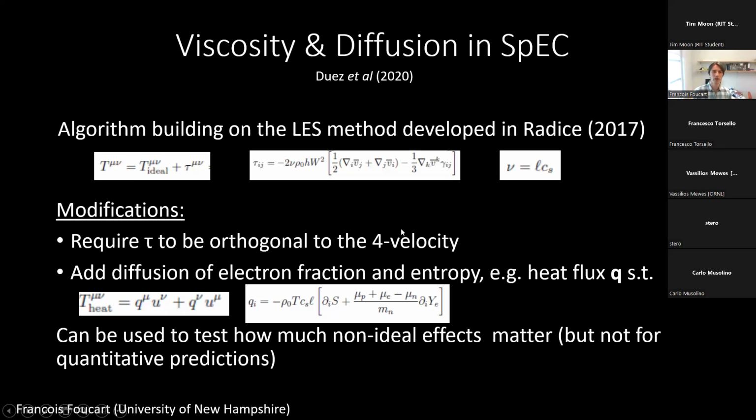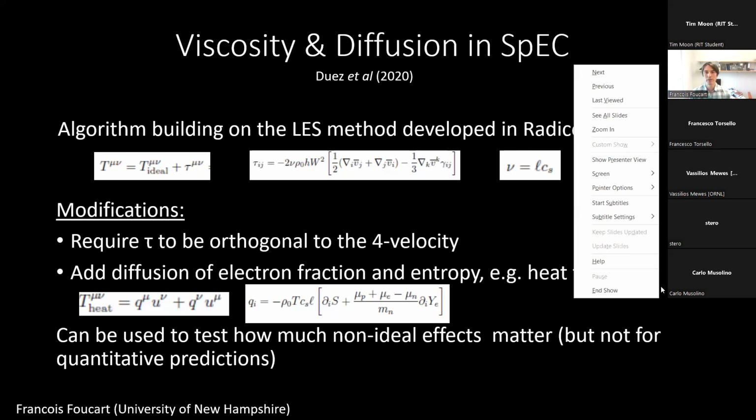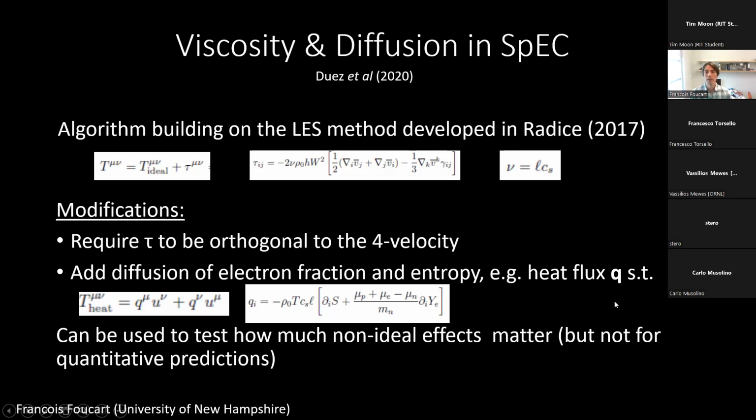In addition to this shear tensor, we also add diffusion of the electron fraction and of the entropy. For the entropy, we use a heat flux here, which is proportional to the gradient of the entropy, and with a term that also depends on the gradient of the composition of the fluid. And then there are similar source terms for the evolution of the electron fraction, which also involves some mixing.